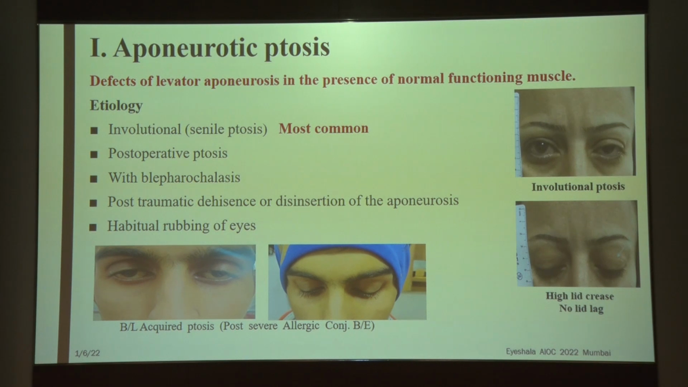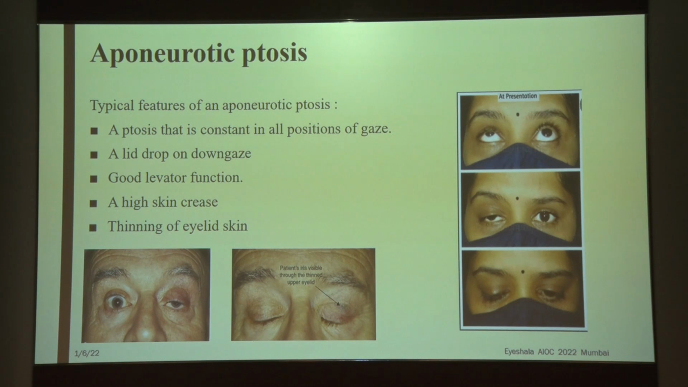As you see, this patient was having severe allergic conjunctivitis, and due to continuous itching, he has developed levator dehiscence, and he has developed bilateral ptosis. You see there is no lid lag, rather there is a lid droop in both eyes. So coming to the typical features that differentiate it from congenital: there's a lid drop on down gaze. Levator function in congenital is decreased, but in this generally it is good levator function. There's a high skin crease because the levator dehiscence has occurred and it goes up, and thinning of eyelid skin because the aponeurosis becomes absent to the extent that you can see the underlying iris beneath it.